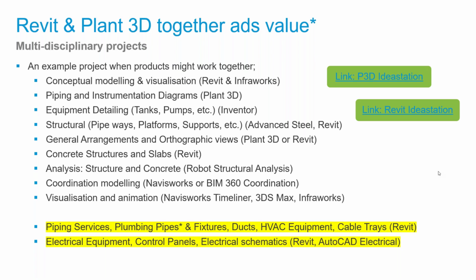And the bottom line is, for coordinating all this, you can use Navisworks very efficiently for clash detection and for other things. And for clash detection, we can also use, more recently, BIM 360 Coordinate, either with Revit or Plant. It works very well. And for visualization and animation, if you want to present your project, you can use Navisworks again with the Timeliner. You can also use InfraWorks and 3ds Max.